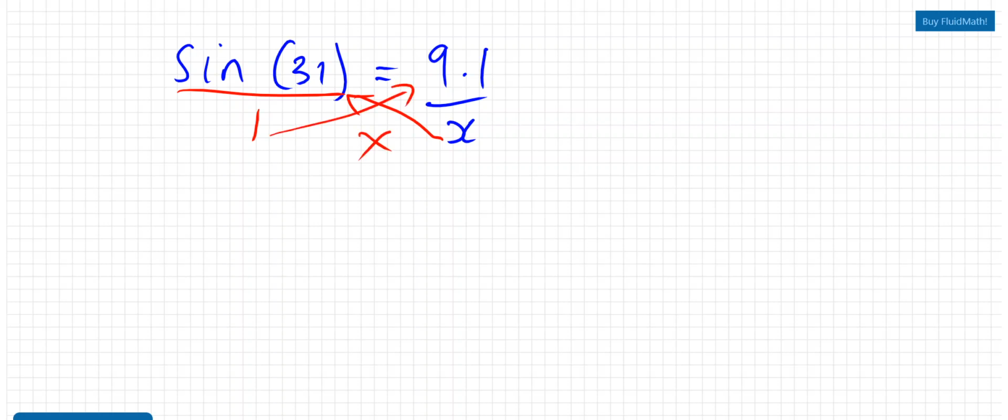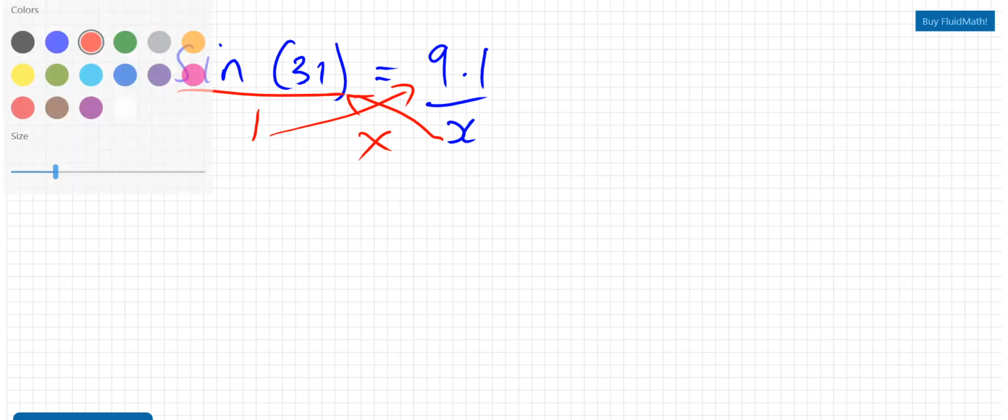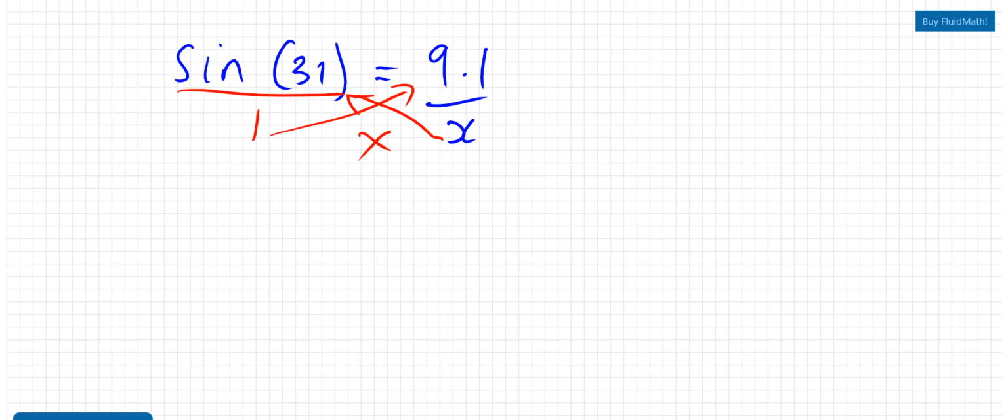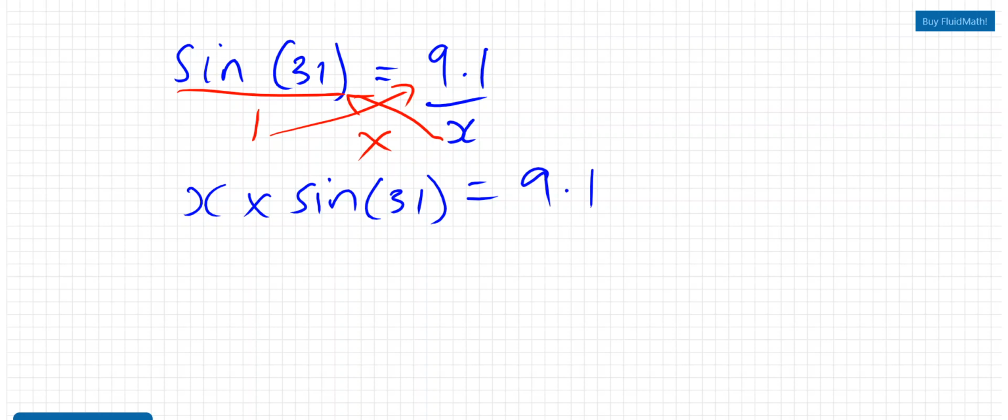And you multiply them, or you cross multiply. So really, I don't have to go 1 times 9.1 because I know it's 9.1. But the whole point is X goes on top. So I end up with X times sine 31 is equal to 9.1. So we've got the same thing in the end. And you can do it either way. I like using this method, but whatever is easier for you and you're more comfortable with. But it's good to know more than one.